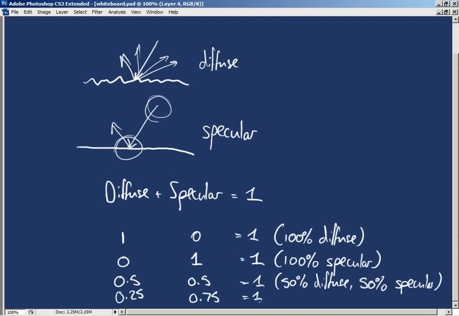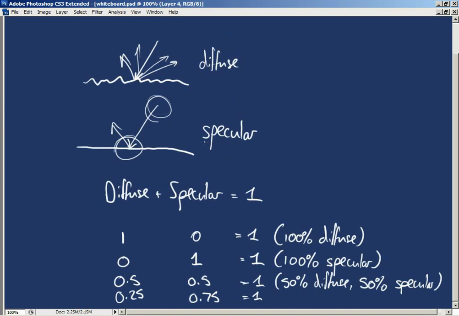We just know that the proportions of these two should balance so that the total amount of light coming back is 100%. It's not going to have more light coming back than originally hit the surface. So our shader is going to break down into the idea of a diffuse component and a specular component. And again, it's going to deal with the idea that diffuse and specular should total to a value of 1.